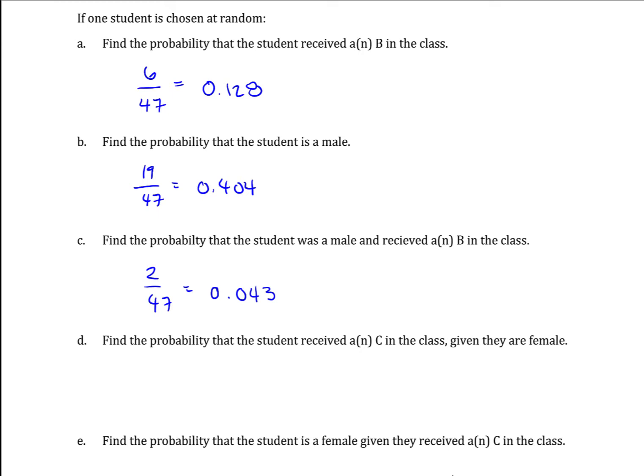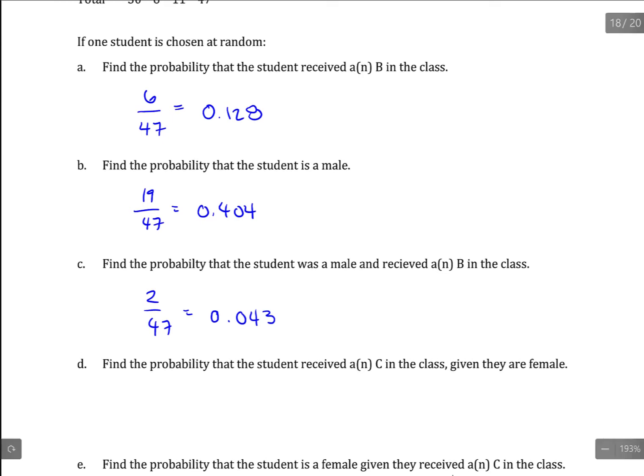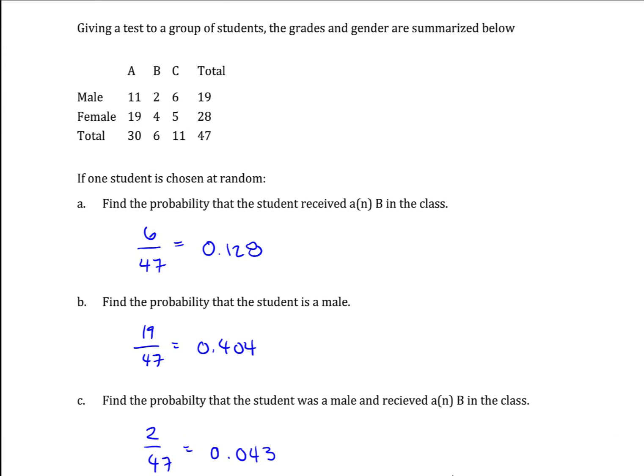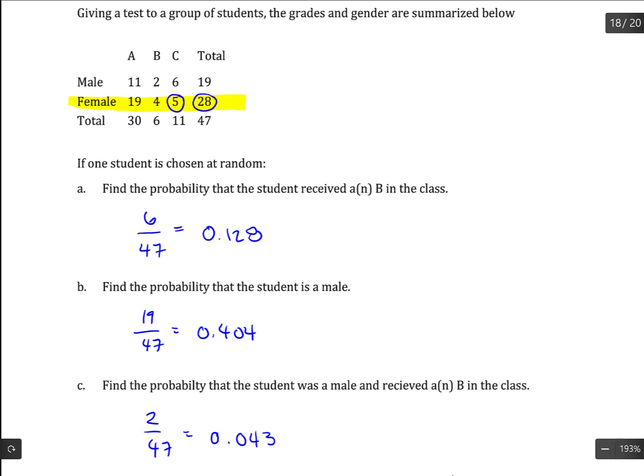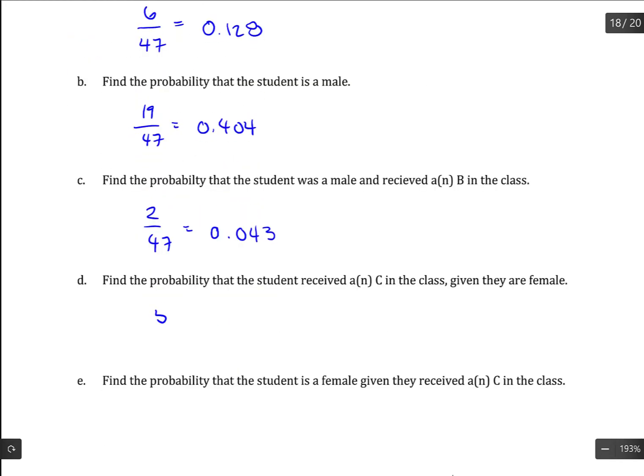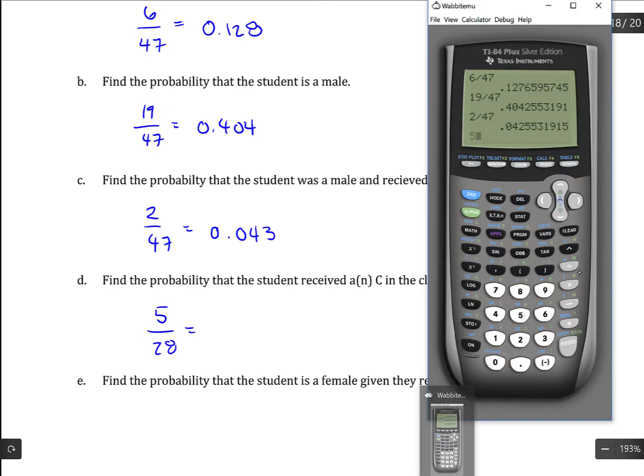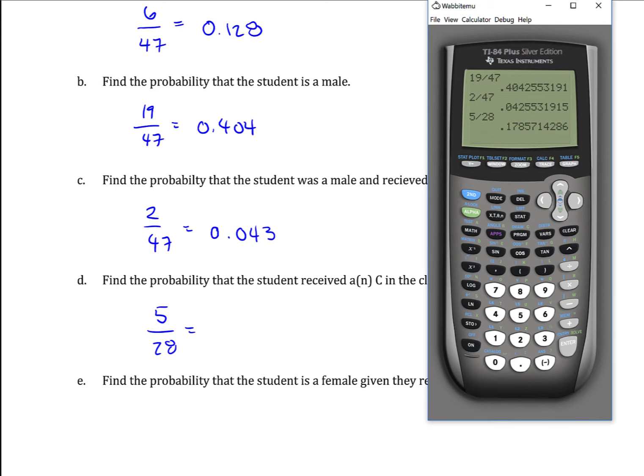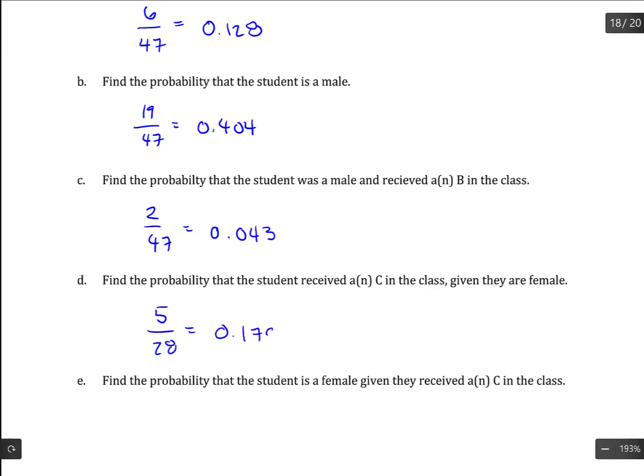Find the probability that the student received a C given that they are female. All right, so we know that the student is female, so restrict yourself to that group. So what's the probability that a student received a C? 5 over 28, which is 0.179.